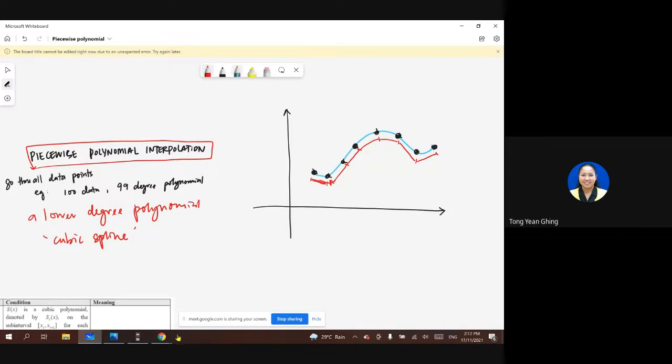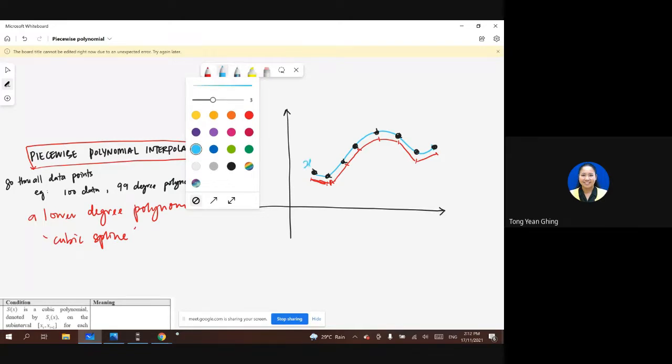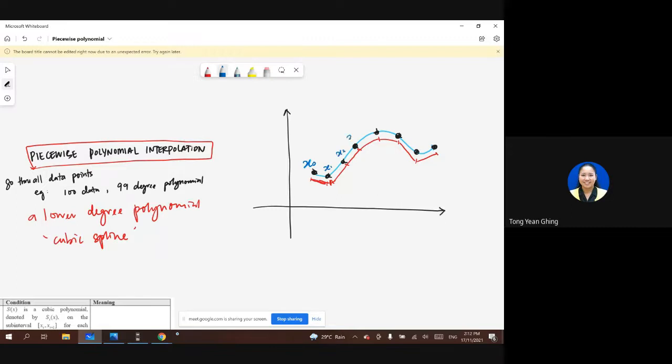Let's say we write this one as X: X0, X1, X2, X3, X4, X5, X6, X7. If we look, we have 8 data points. This is 8 data points, right? If 8 data points, that means n is 7. Right. Our last x is X7.